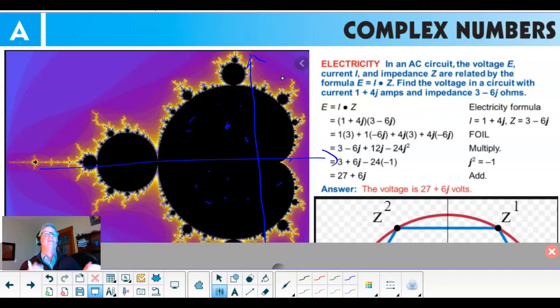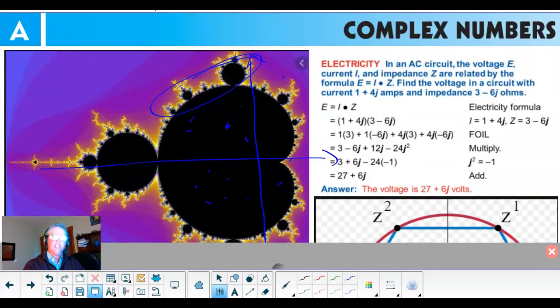How good your pixelation is determines how fine that picture is. Unbelievable math in here. There's Fibonacci numbers nestled in those bulbs, and just so cool. Fractals are amazing.